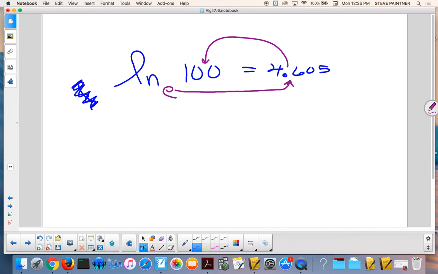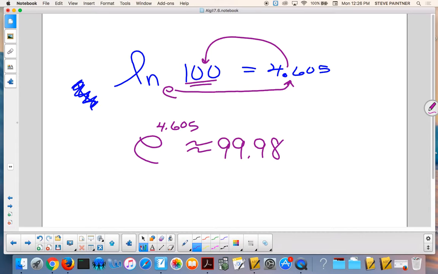There's only one way to know if that's correct: check it. e to the 4.605. You might want to type it in and double check it. What's it come out to? 99.98, so it is darn close, isn't it? 99.98 is really close to 100. And more or less, that's all this button does. It just tells you the exponent that you're going to raise e to, to get it to be 100 or 200 or 500 or whatever. That's all it does.